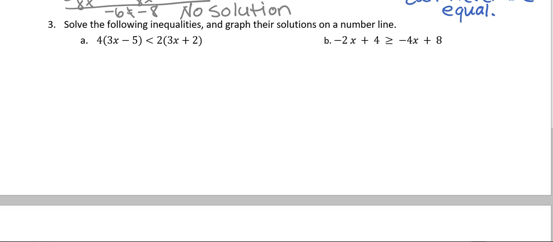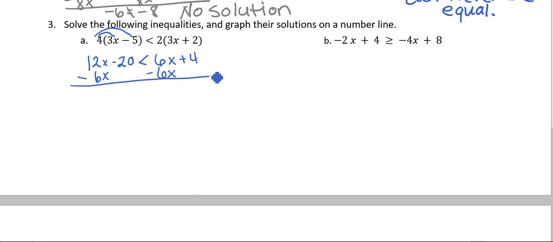Okay, solve the following inequalities and graph their solutions on a number line. I'm going to start with my distributive property. So I have 12x minus 20 is less than 6x plus 4. I'm going to subtract 6x from both sides so I can get my variable on one side of my equation. I'll be left with 6x minus 20 is less than 4.